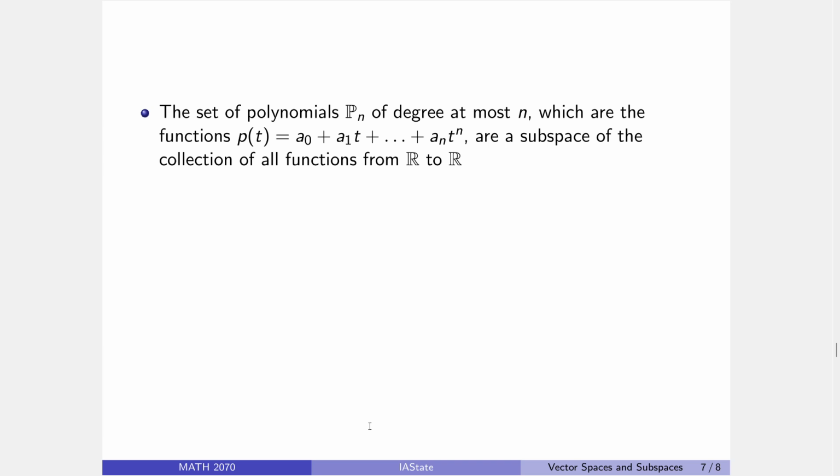Some more interesting subspaces, one that we're going to play around with a lot throughout the semester, is the set of polynomials of degree at most n. So these are the functions that look like that. And again, clearly the zero function is of this form, just make sure all the scalars are zero. Scaling anything that looks like this will still look like this, and adding two things that look like this will still look like this. So this is a subspace in the collection of all functions from the reals to the reals, and thus a vector space in its own right.